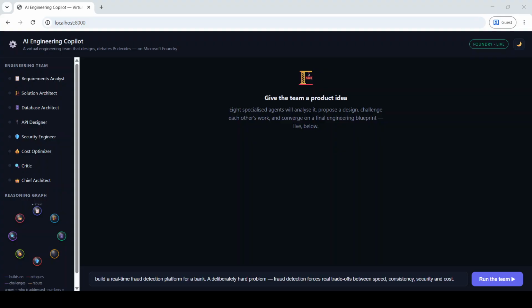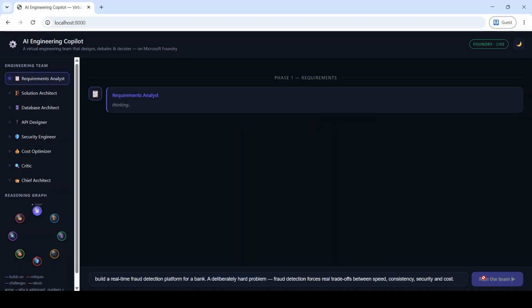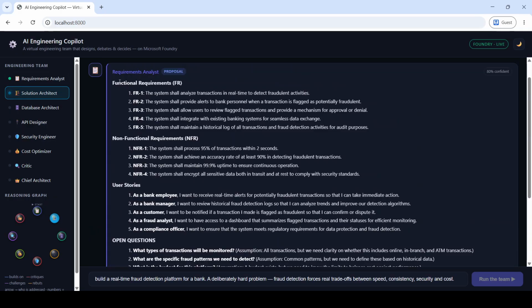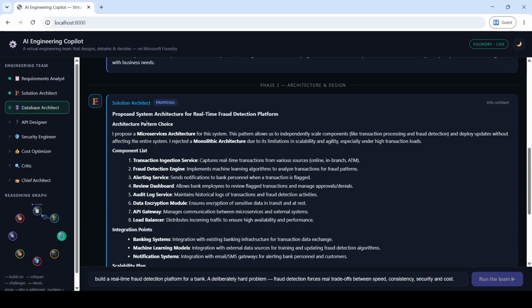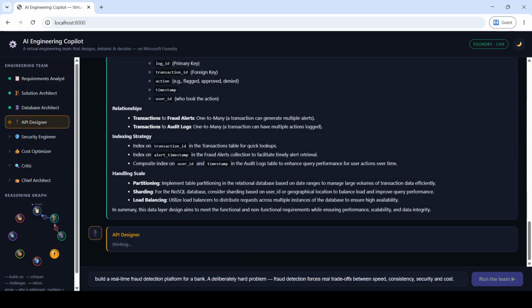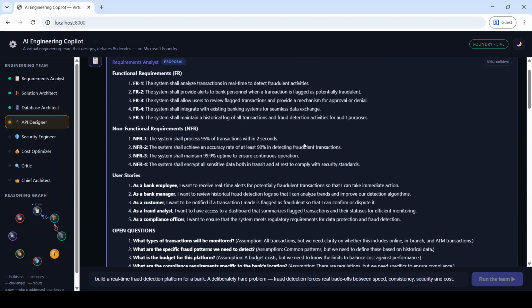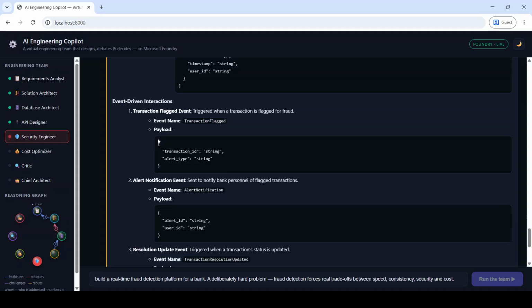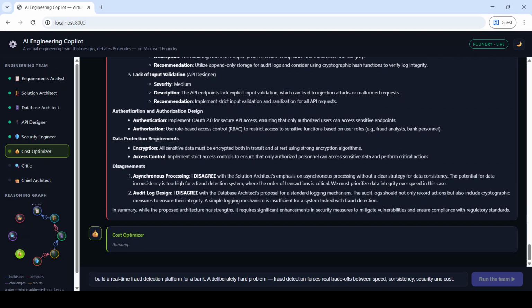So we're gonna try it with, let's say, build a real-time fraud detection platform for a bank. You can see now how many times agents are going back and forth. Also we can check it here. So requirement analysis, it gave both functional and non-functional requirements and user stories. It started here gathering the requirements, then the solution architect designed some requirements. You can see if you go to the solution architect, it suggested this based on this. So agents are discussing, right? We need to wait for 10 to 15 seconds, then we'll see. You can see how agents hand over the task to the next agent.